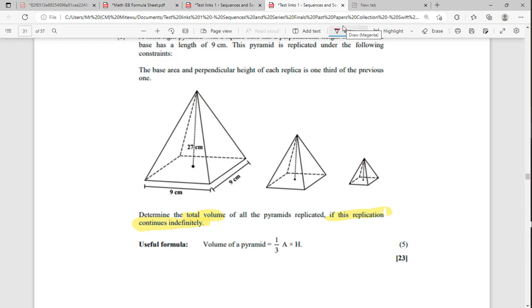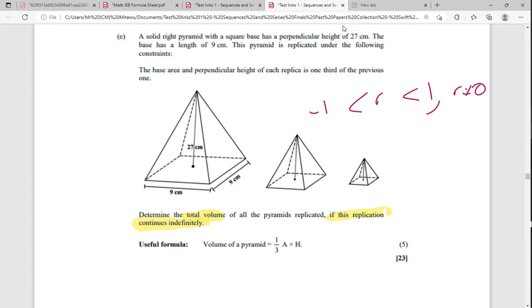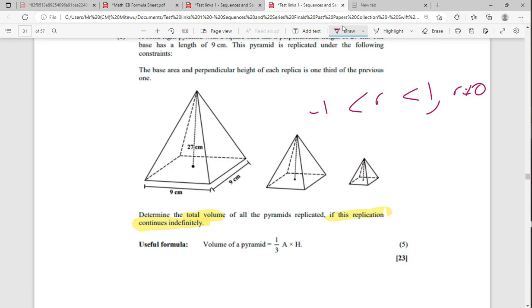Now when you're dealing with a sum to infinity, it's a special case of a geometric series whereby we're getting closer to a particular number. That's because r is greater than -1 and less than 1, and obviously r cannot be equal to 0. Let me give you an example. Let's keep it simple. Let's say I start off with the number 16, and then I go to 8, and then plus 4.